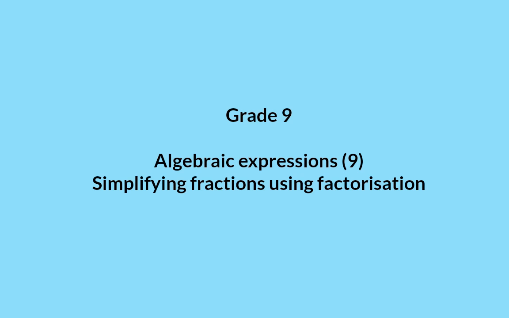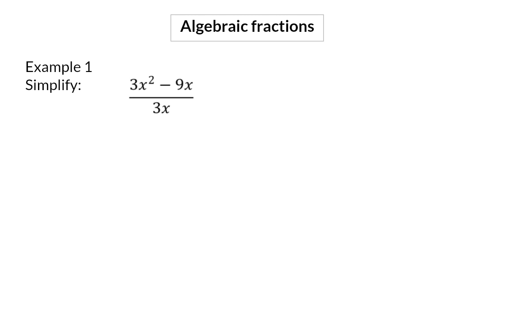In this video, we're going to have a look at how we can simplify fractions using factorization. Example 1. Simplify. Here we have a fraction with two terms in the numerator separated by the minus. In grade 8, you were taught that to simplify a fraction like this, you start off by separating those terms and giving each of the terms in the numerator their own denominator, putting them both on 3x. Once you've done that, you can simplify each fraction individually.